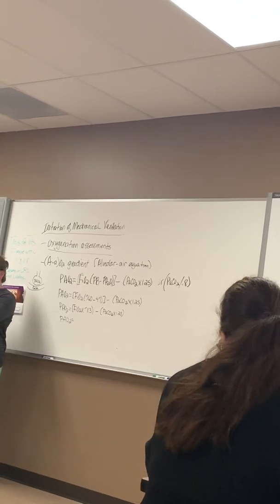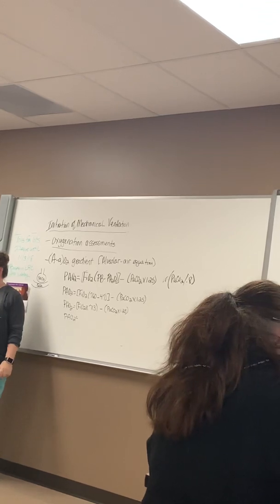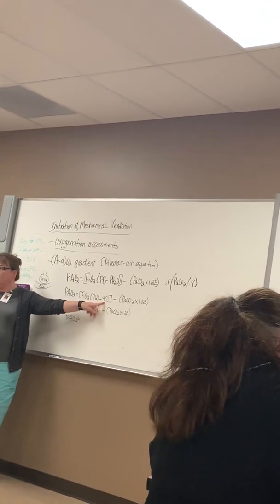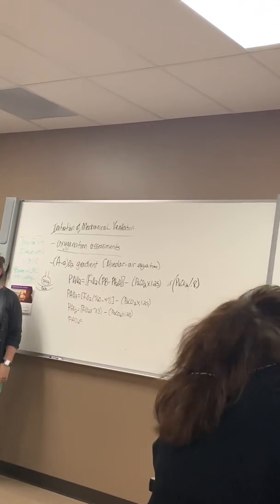What's the pH2O stand for again? Partial pressure of water. Is that always 47? Yes. This is a constant. 47 does not change. So the only number that could change would be your barometric pressure. So pay attention to it.